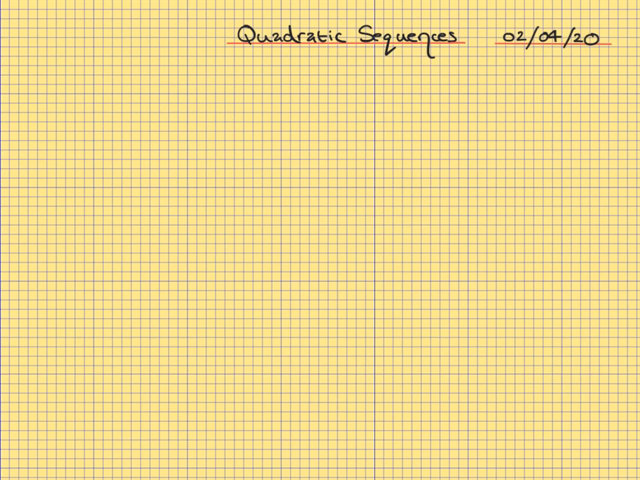So in yesterday's lesson, you revised the concept of linear sequences. Let's take a quick look at an example of one. So we have 8, 13, 18, 23 and 28. Now, how do we know this is a linear sequence? Let's look at the differences between the terms.